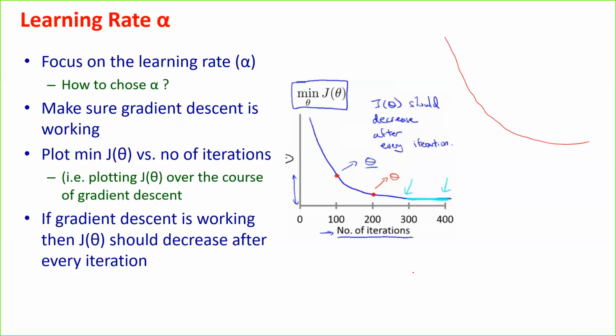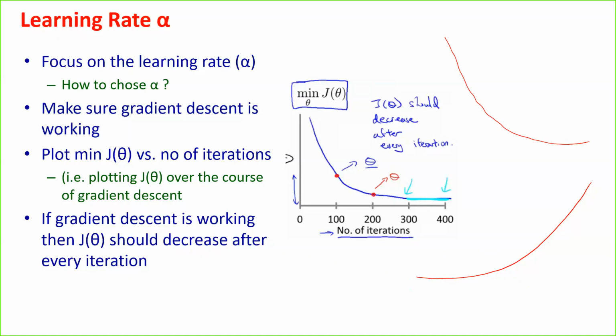Suppose the cost is increasing over the number of iterations. Can you say that the gradient descent algorithm is working? We can't say that, right? Because it is not working for our objective. Our objective is to minimize the cost. If the cost is increasing, then how can we say that the gradient descent algorithm is working?